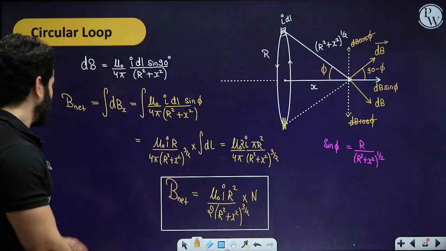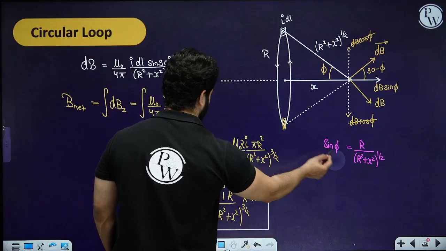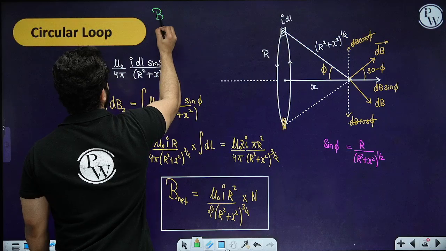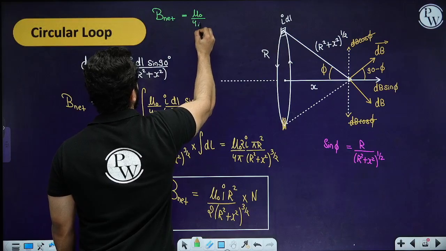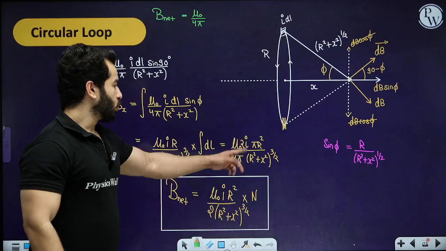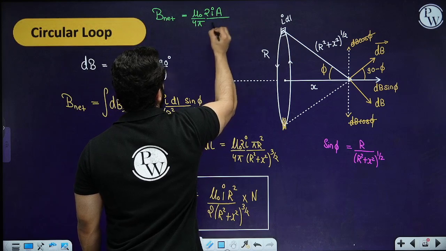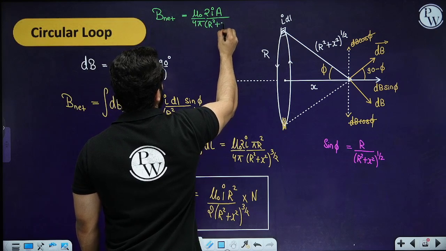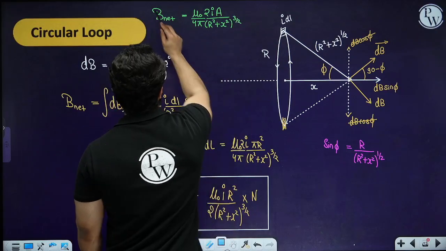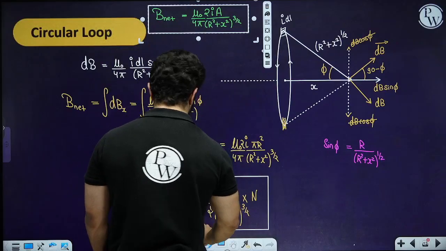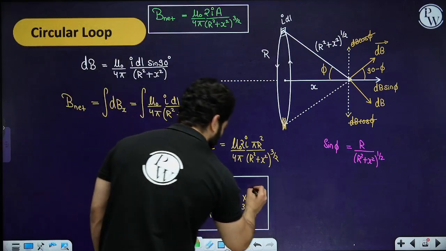So sometimes we can also rewrite this thing as, one of the formulas can also be made as B net equals mu naught upon 4 pi, 2I A, so 2I into A divided by r square plus x square whole raised to the power 3 by 2. Alright, and n is the total number of turns.